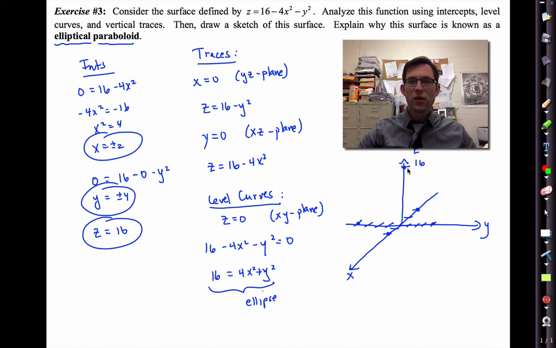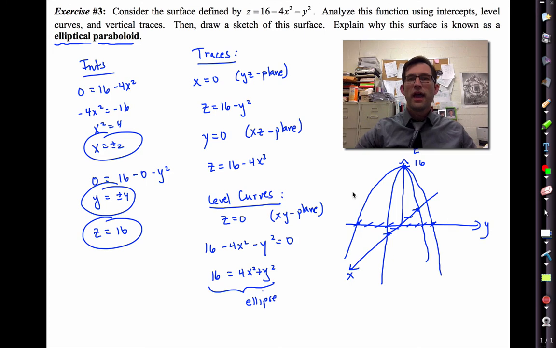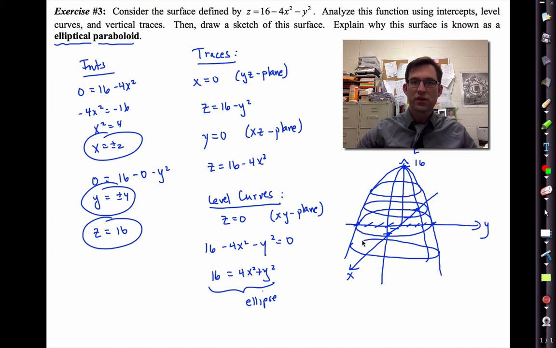Then if we look at x equals 0, what happens is we get this parabola. If we look at y equals 0, we get this parabola. And then our level curve, at least in the xy plane, is this ellipse. And what would happen is every z value that's within the range, z less than or equal to 16, would give us an ellipse. Now, these probably look just as much like circular as anything else, but there it is. Of course, it's known as an elliptical paraboloid because its vertical traces are parabolas, but its horizontal traces, also known as level curves, are ellipses.